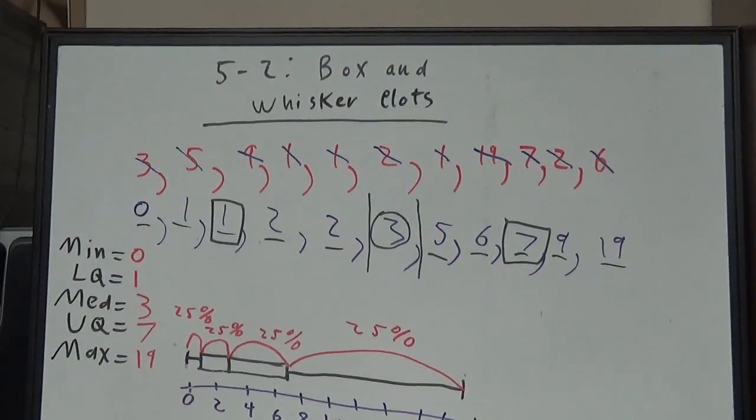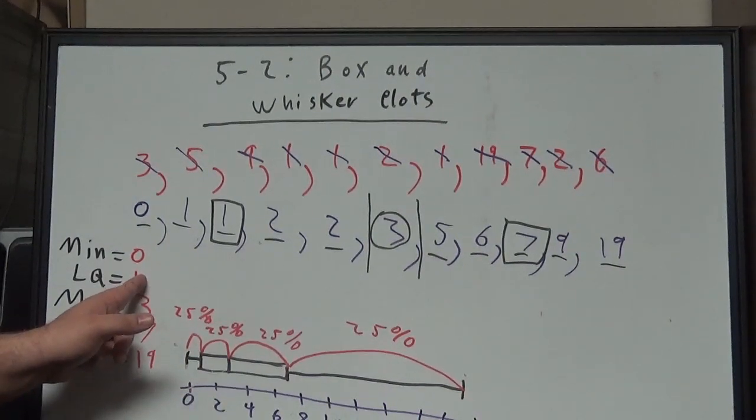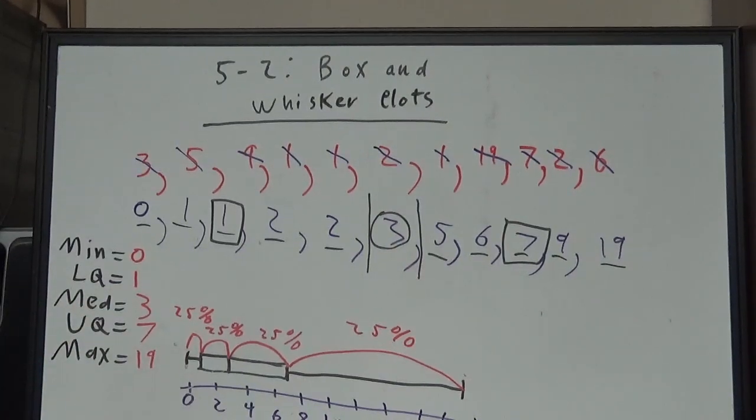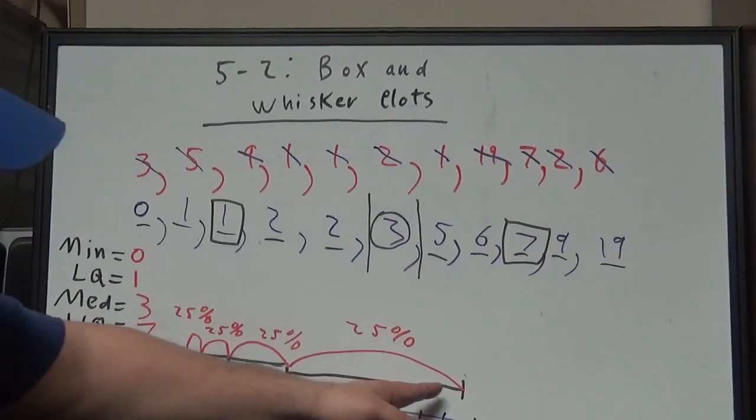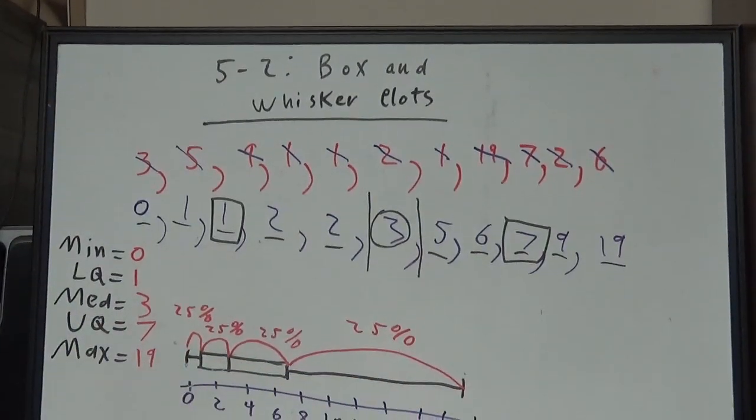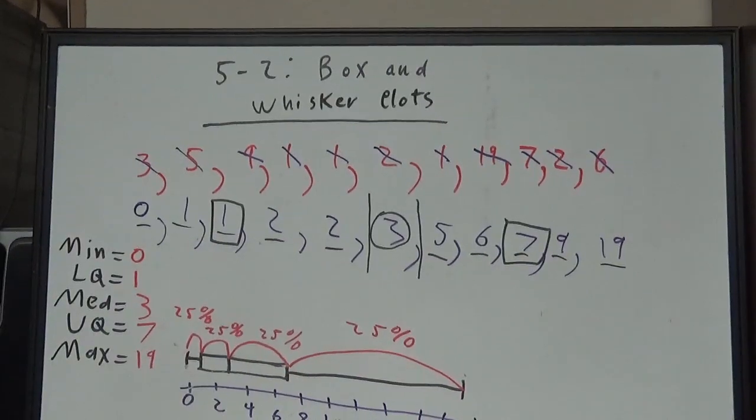So if we had a question that said, let's say, which numbers represent the bottom 25% of the data set? Well, it would be everything under the lower quartile of 1, 0 to 1. What represents the biggest 25%? Well, it's everything from 7 to 19. Huge difference in the size. So anyway, that's what a box and whisker plot does. It's a lot of information.